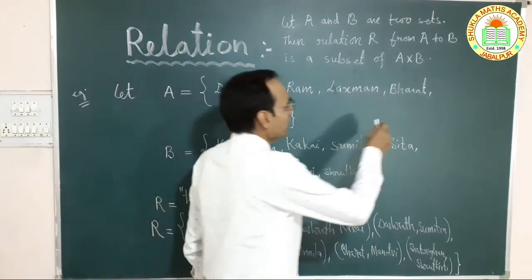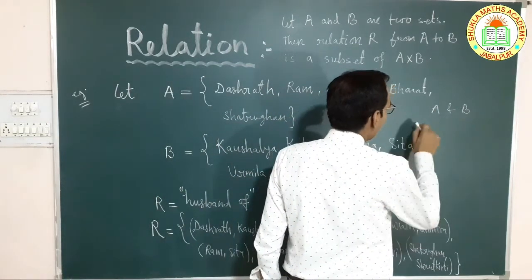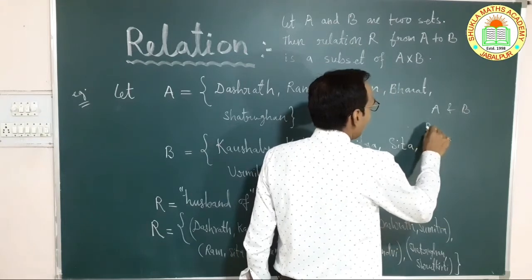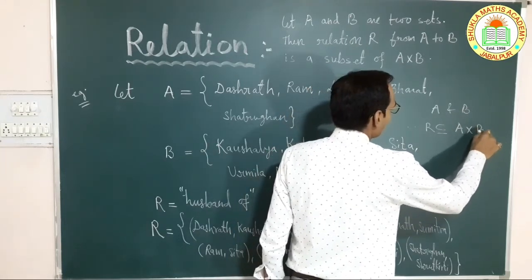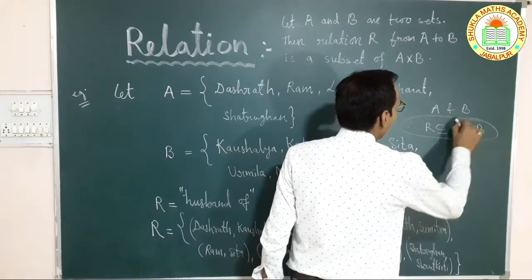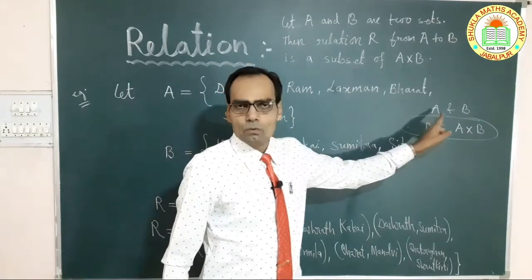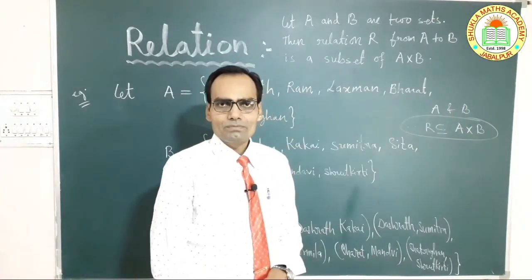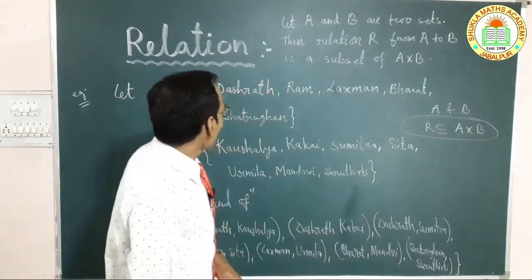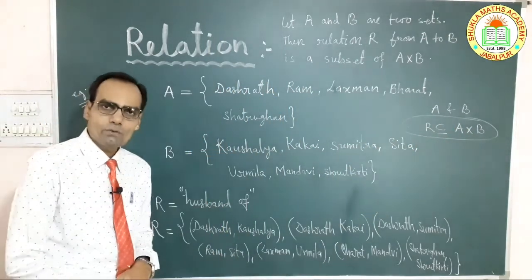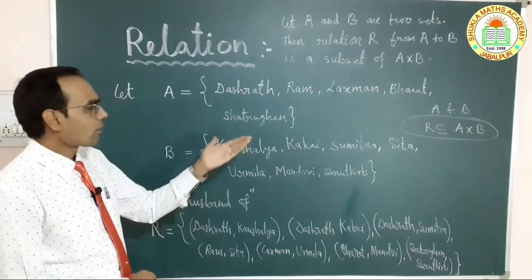So we can say that if we have two sets A and B, then the relation R is a subset of A cross B. A cross B is the Cartesian product of two non-empty sets A and B. So a relation is always a subset of A cross B. In this example, dear student, we have two sets A and B, so you can easily find A cross B.